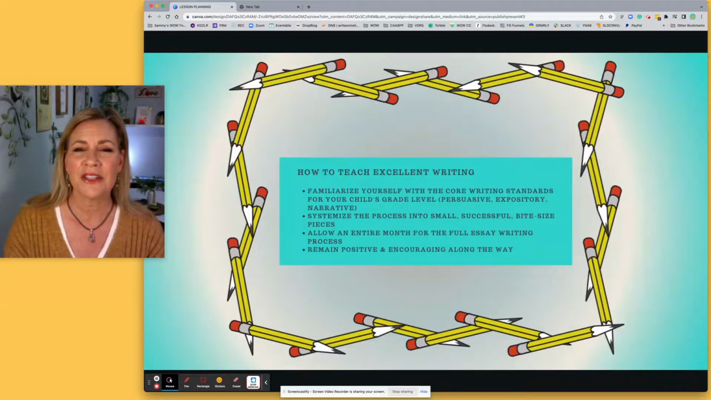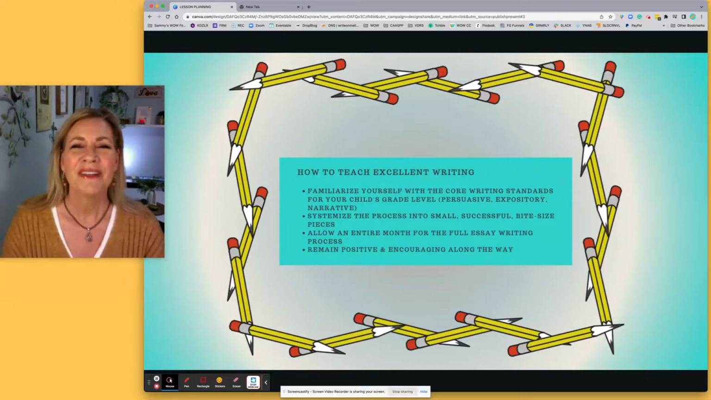The third thing I want to talk about is how to pace yourself. I will show you how I pace my students, and then take it or leave it. Speed it up, slow it down. That is totally up to you. Lastly, and this is a tough one to teach, but I'm going to encourage you to remain positive and encourage your child along the way.